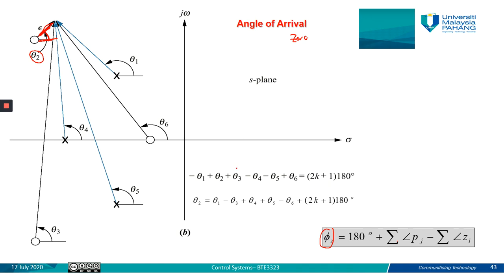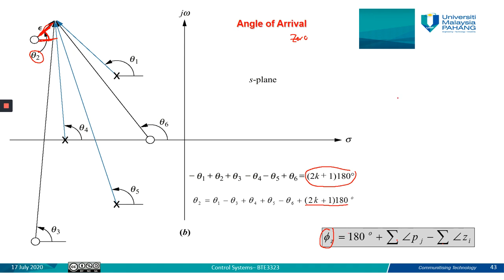So we can just apply this formula here, or we can replace it by the formula of 2k plus 1, same as on the right side, and here we add all angles of poles and angles of zeros. We want to find theta 2, so theta 2 will equal the summation of angles of poles minus the summation of angles of zeros plus 180, or any odd number of 180. So in this case, we can find the value of the angle of arrival for a complex zero.